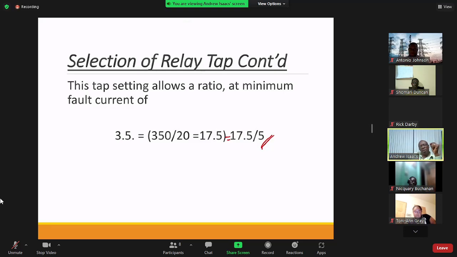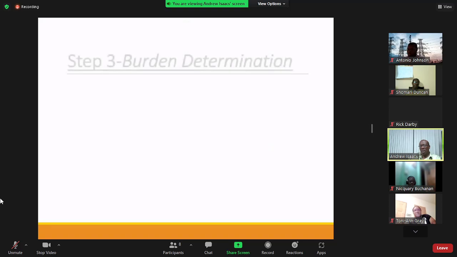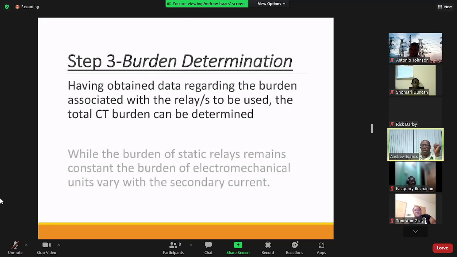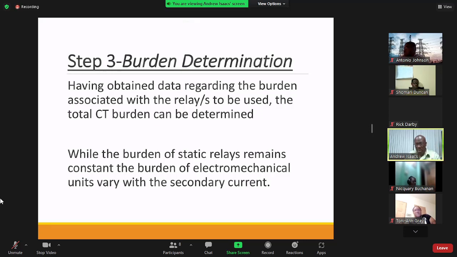Now, how we go about getting the burden, that is information that we would have to garner from the relay itself, eh? All right? So, to get the burden for the CT, I would have to know what burden the relay will present. So, as I said, the information about the relay would then give me the CT burden, because remember the burden is what we connect at the output of the CT. Yes?